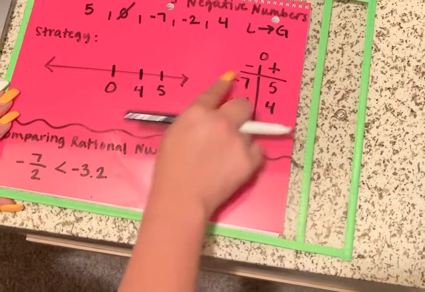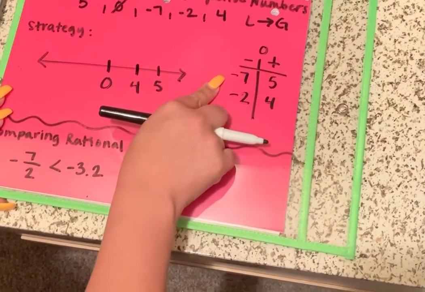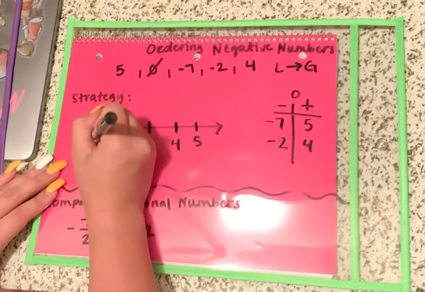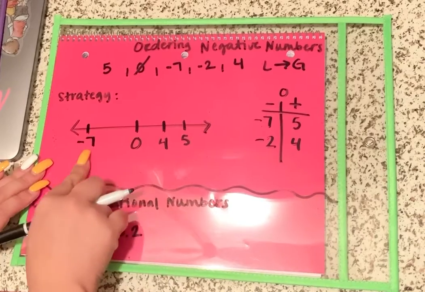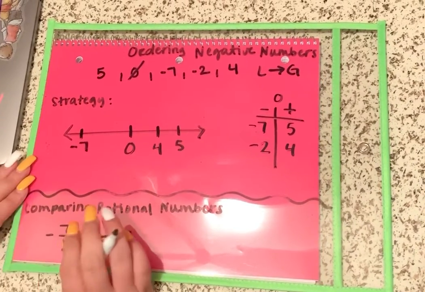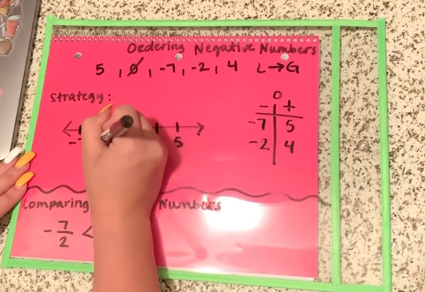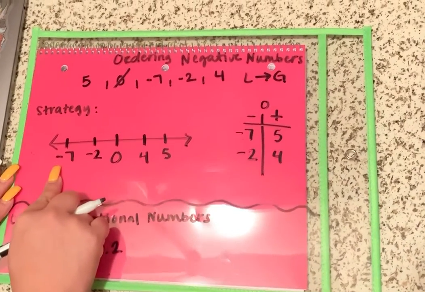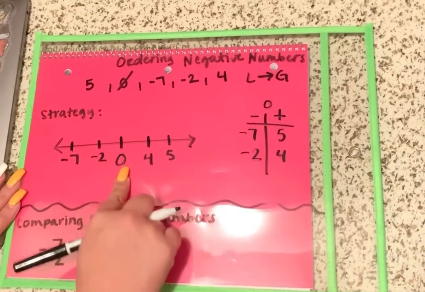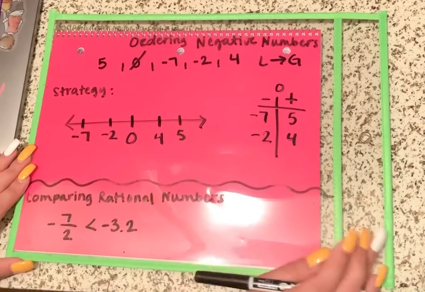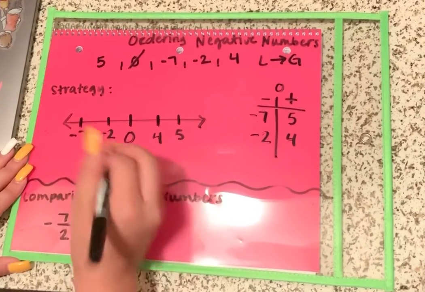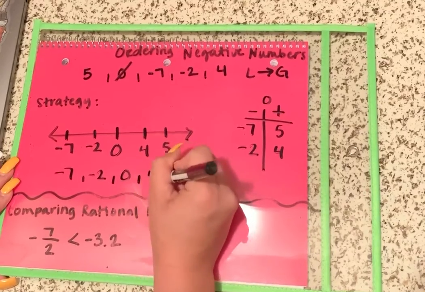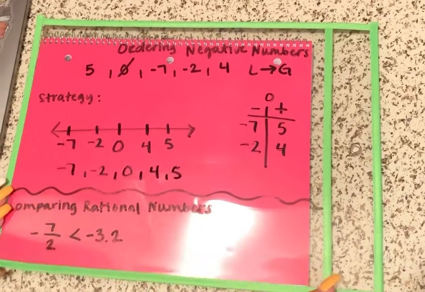Now let's look at our negative numbers. We want to be tempted to say that -7 is greater. However, -7 is actually less because it is a bigger number, and the bigger the number, the smaller the value. So it goes further to the left, and -2 comes next. So here we have -7 is less than -2, -2 is less than 0, 0 is less than 4, and 4 is less than 5. And now we have placed our numbers in order from least to greatest. You may have to rewrite them in your work today.